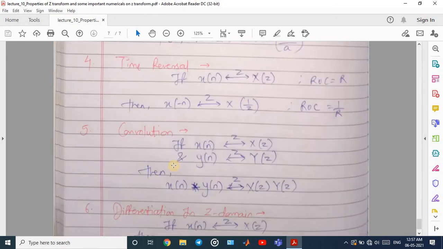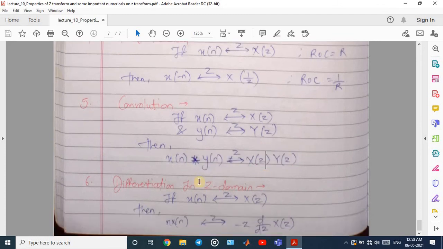Okay, so the next one is the convolution property. We know that convolution in time becomes multiplication in the z domain. So if the z transform of x of n is x of z and the z transform of y of n is y of z, then the z transform of the convolution of x of n and y of n is x of z into y of z.